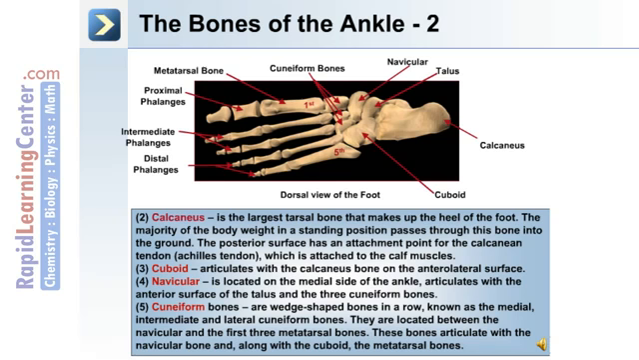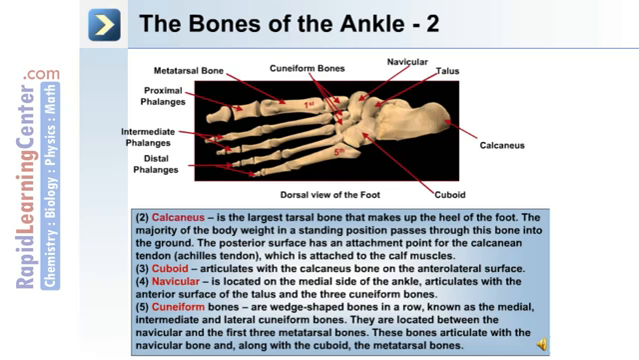The third bone is the cuboid. This articulates with the calcaneus bone on the anterior lateral surface. The fourth tarsal bone is the navicular bone. It's located on the medial side of the ankle and articulates with the anterior surface of the talus and the 3 cuneiform bones. And number 5 are the cuneiform bones.